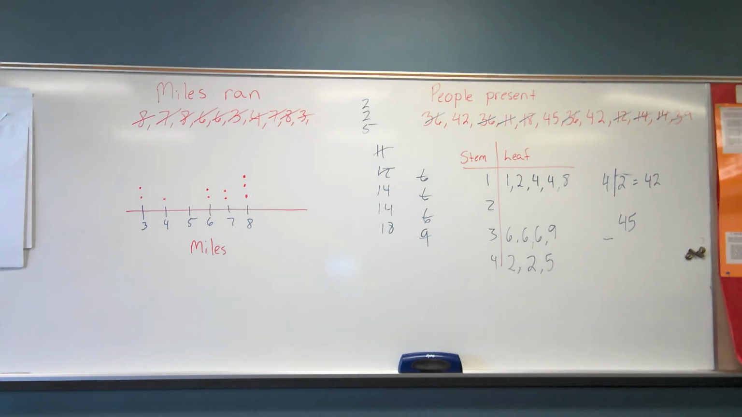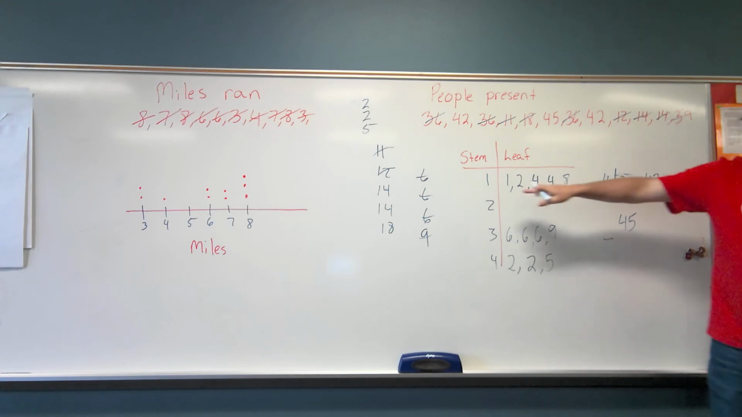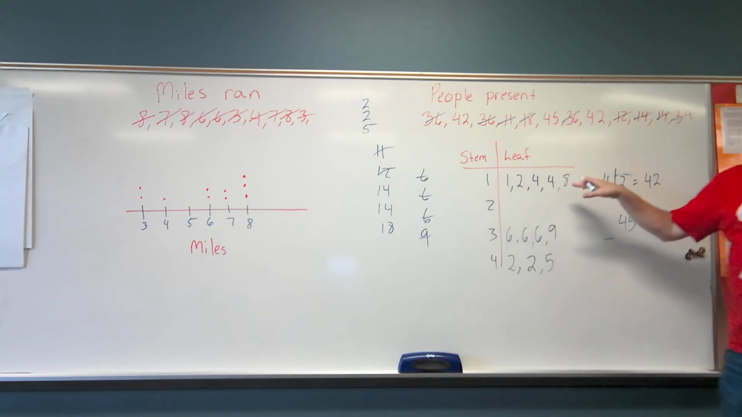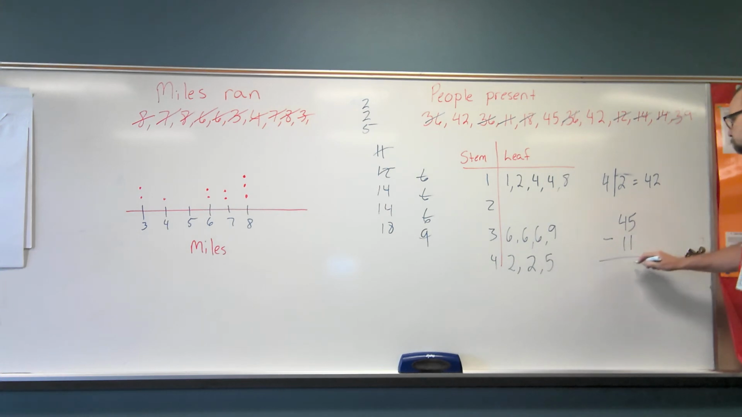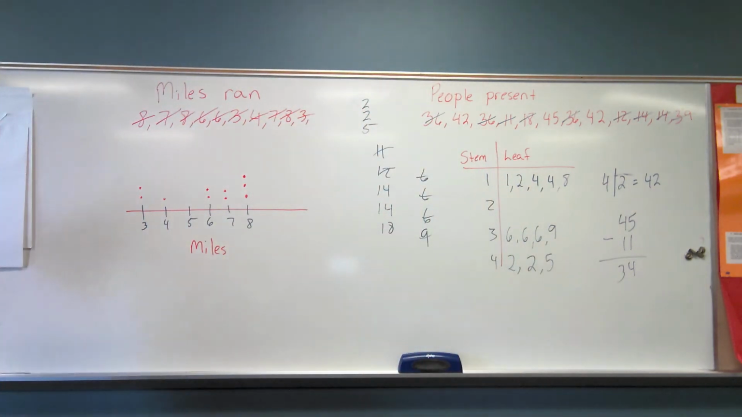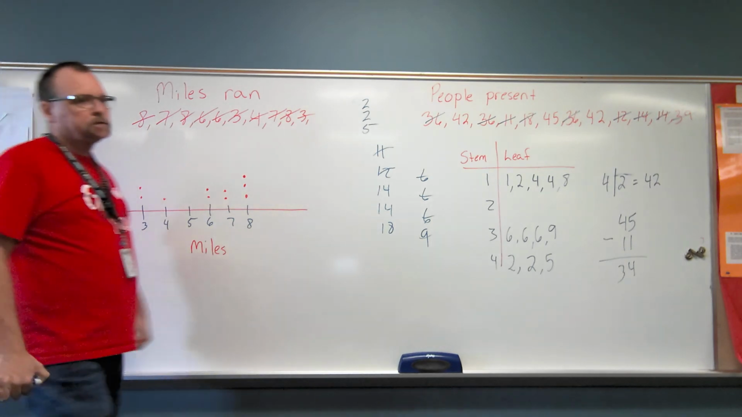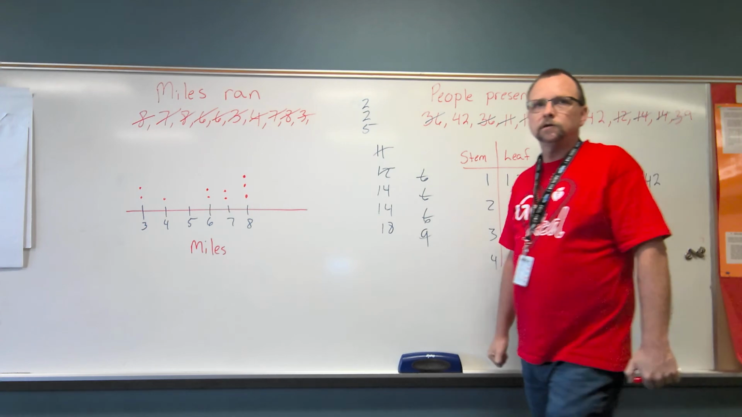Brinley, what is the least number of people present? 11. See, what I've seen is people go, oh, the 8 is the most, or they'll look at the 4 and the 2 is the most. But it is 11. So the difference between the most and the least is 34. Also called the range. The greatest number, subtract the smallest number, is also called the range. So those are 2 types of graphs you may see, charts and graphs.